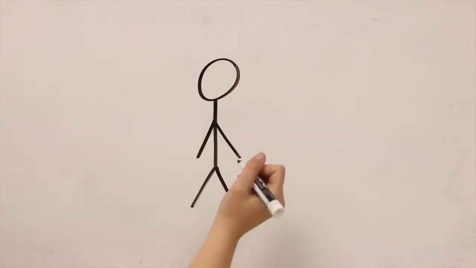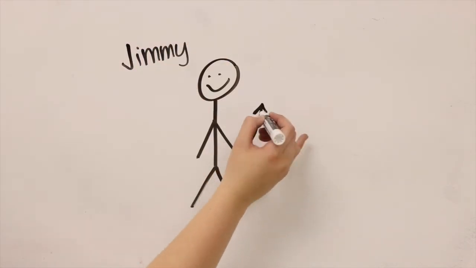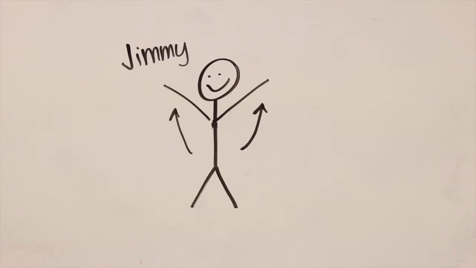Here is our friend Jimmy. Jimmy decides he wants to go to a basketball game. Whenever his team scores, he wants to raise his arms to celebrate. This process is called abduction.